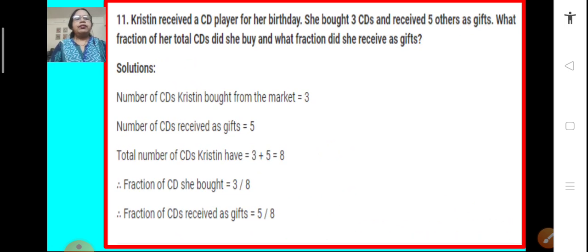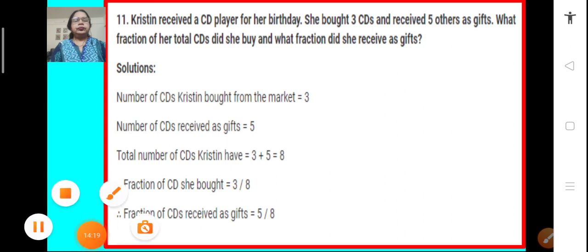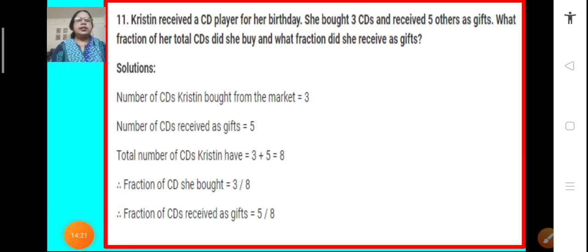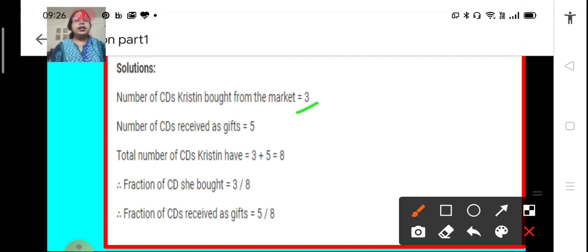Question number 11. Christine received a CD player for her birthday. She bought 3 CDs and received 5 others as gifts. What fraction of her total CDs did she buy and what fraction did she receive as gifts? Okay, so the number of CDs Christine bought from the market is 3, and the number of CDs she received as gifts is 5.